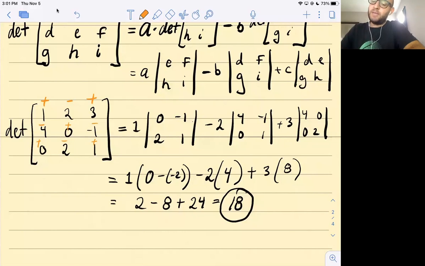So technically, if I wanted to take advantage of that, I would have chosen to use this row. So I do 4 and do Candy Crush here. 4 times the determinant of 2, 3, 2, 1, then 0 times do Candy Crush on 0. Well, I don't have to define the determinant because it's going to be multiplied by 0. And then do minus 1 times the determinant of 1, 2, 0, 2. But I have to remember these signs, minus, plus, minus.